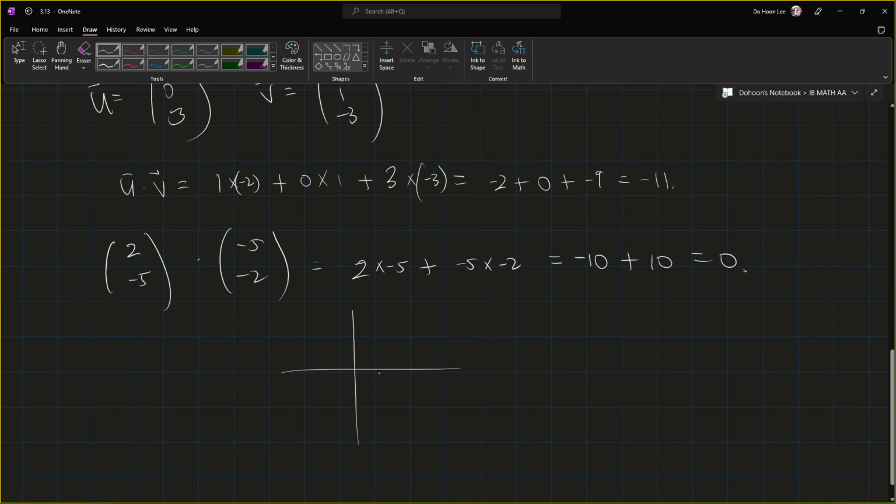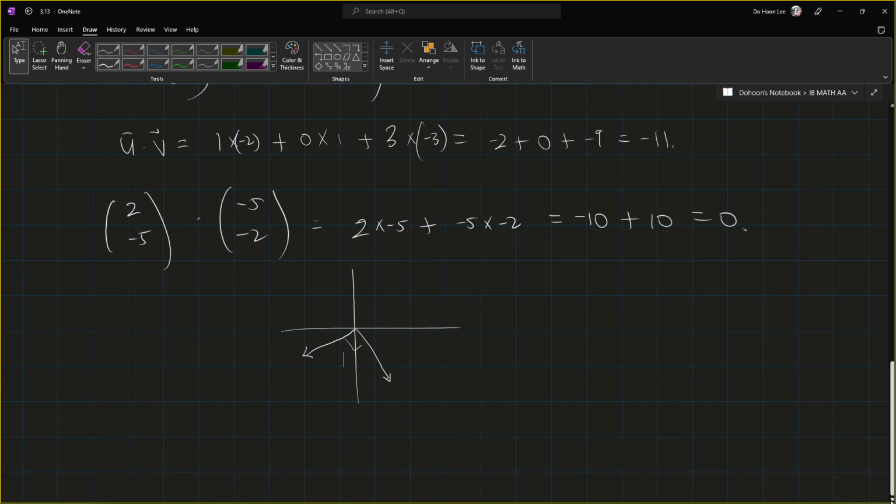(2, -5) will probably look something like that, and (-5, -2) will look something like that. And we can see that they're perpendicular to each other. Do you get what we're trying to do here? When the scalar product of two vectors is 0, then the vectors are perpendicular. We can tell from the fact that cos of pi/2, where pi/2 is a right angle, is 0. And that's why perpendicular vectors will always produce a scalar product of 0.